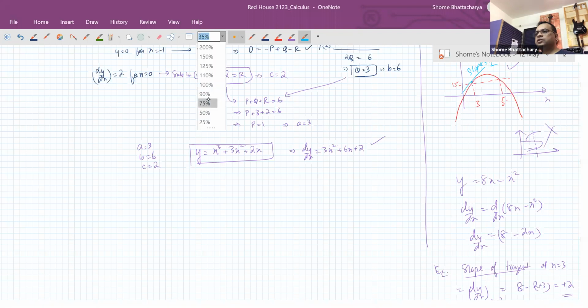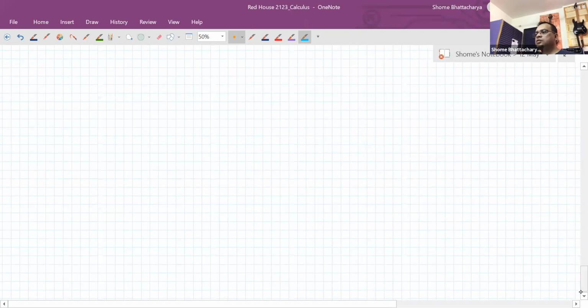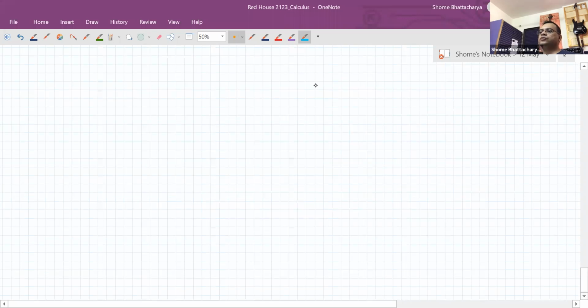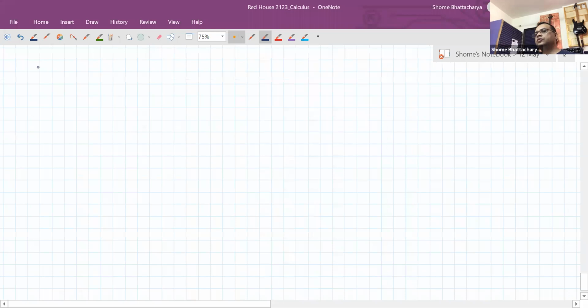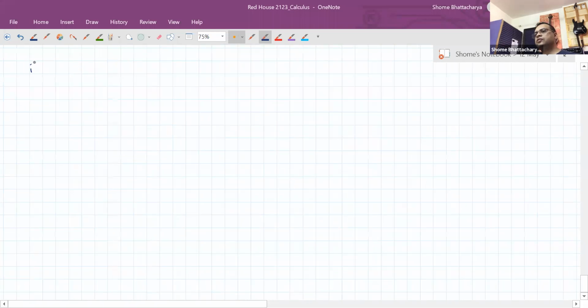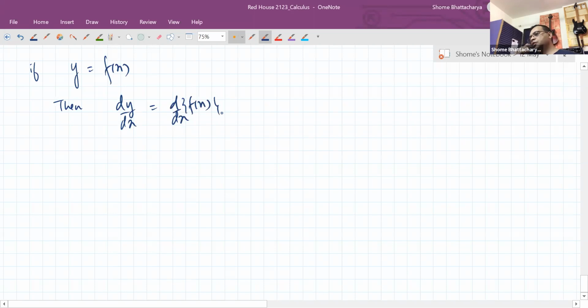Okay, so with this, let's move ahead to the next few things about differentiation. We've already seen that if y is a function of x, then the instantaneous rate of change of the function can be calculated by doing the operation of differentiation. Now, we learn a few things about notation today.